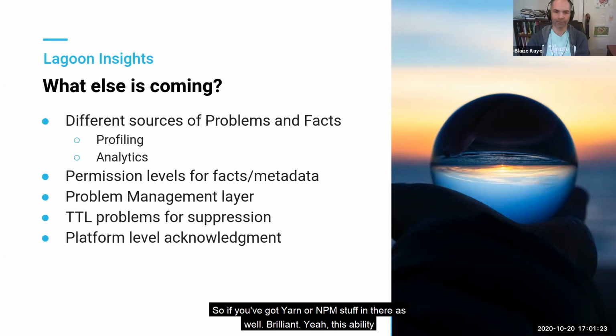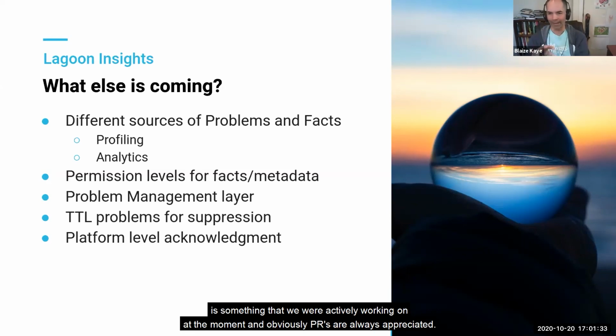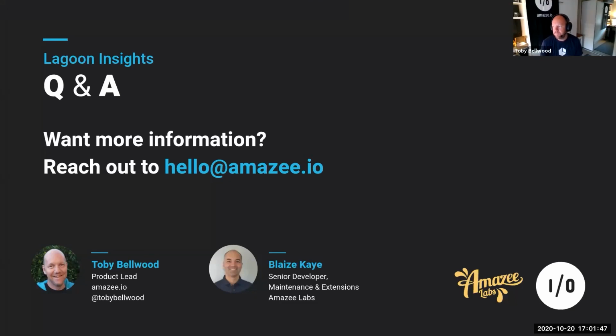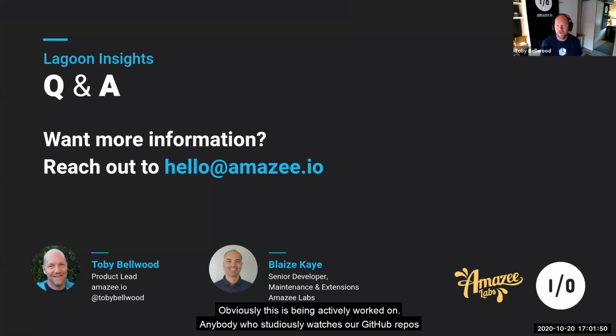Brilliant. Yeah, the ability to annotate and triage problems and just really manage them generally is something that we're actively working on at the moment. And obviously PRs are always appreciated. So any final questions before we wrap up? Obviously, this is being actively worked on. Anybody who studiously watches our GitHub repos will see the PRs flooding in from Blaze and Tim about this.